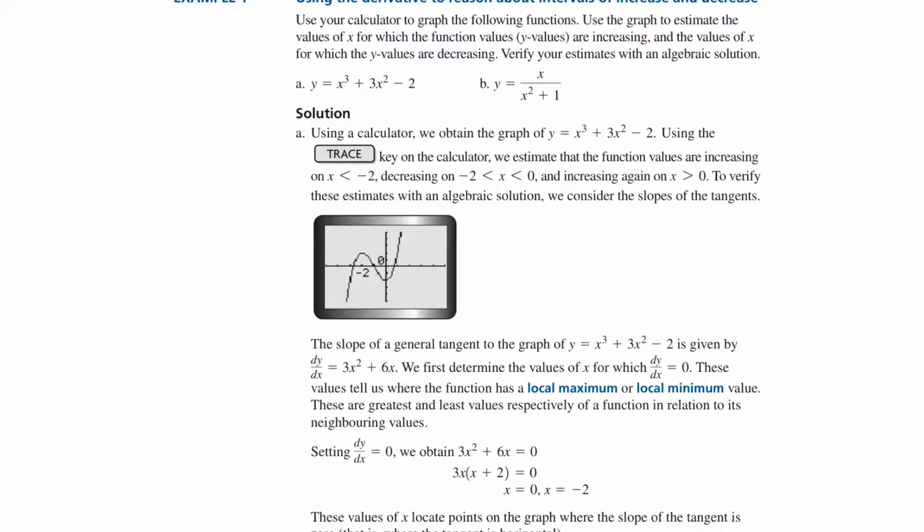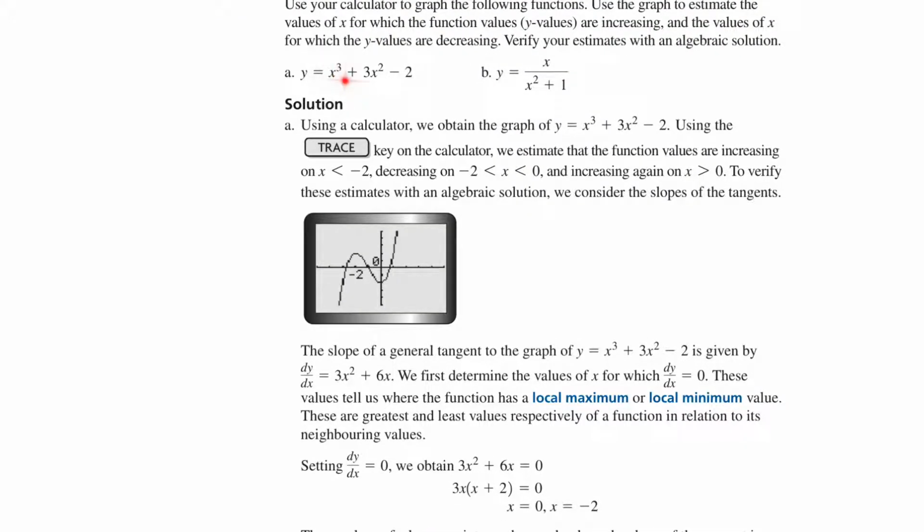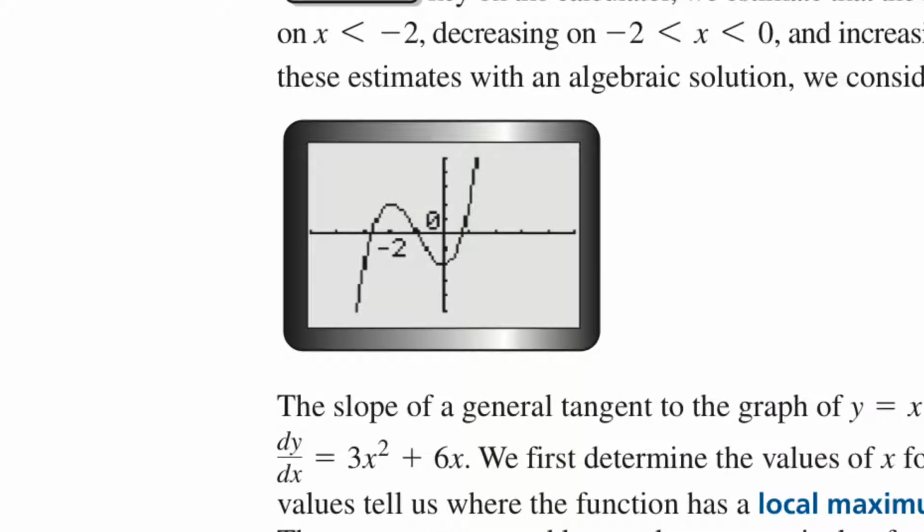Let's take a look at the graph of f of x equals x cubed plus 3x squared minus 2. For x less than negative 2, the function is increasing. Between negative 2 and 0, it is decreasing. And after 0, it is increasing. The slope of the tangent line at any point between negative 2 and 0 is negative. The slope of the tangent line for x greater than 0 is positive.